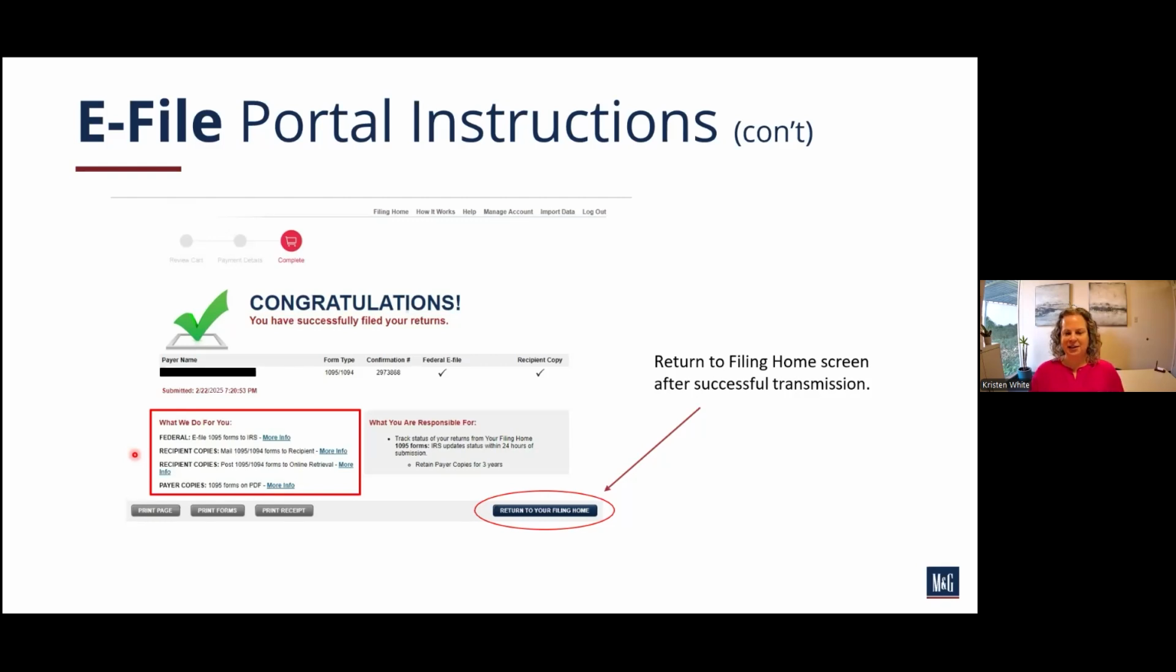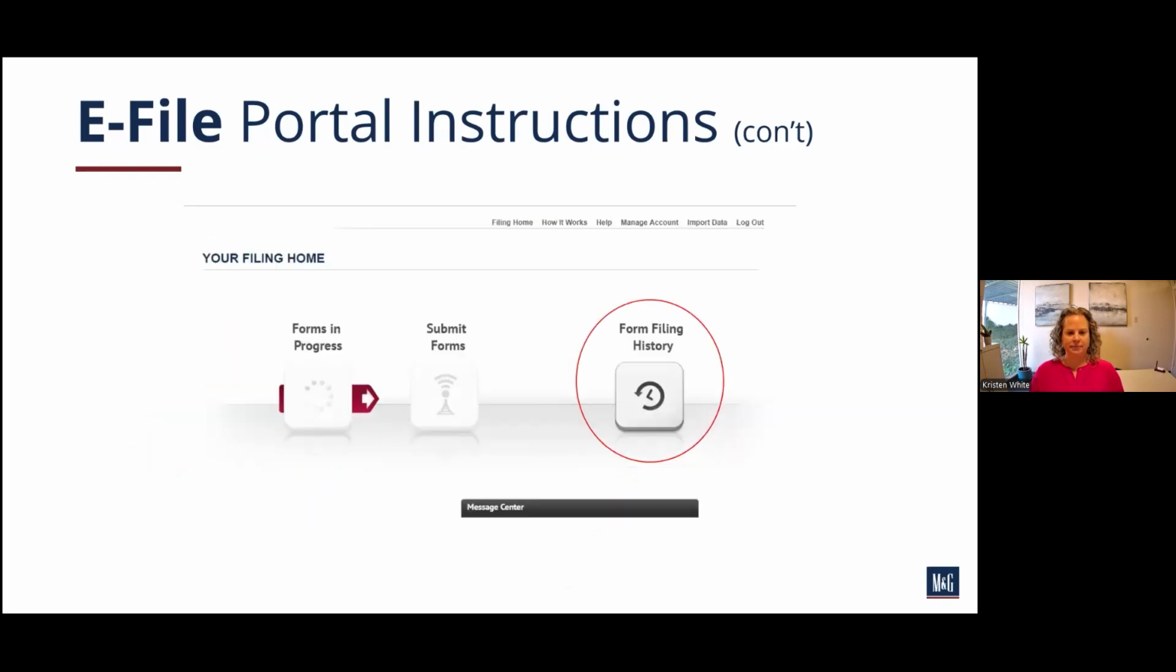But I do have a couple last housekeeping steps to recommend. I want you to download and save all of the reports, all of the forms. There's a couple ways to do that. I recommend using this option, the bottom right, return to your filing home. That gets us here. On the right, click form filing history.